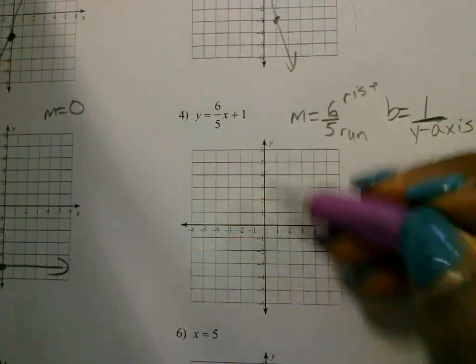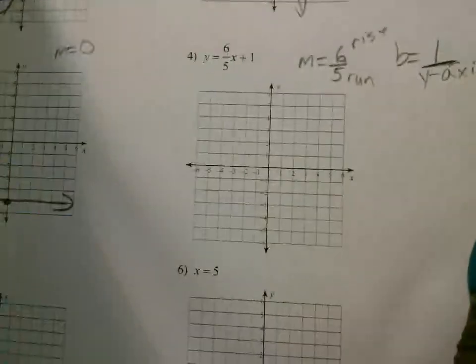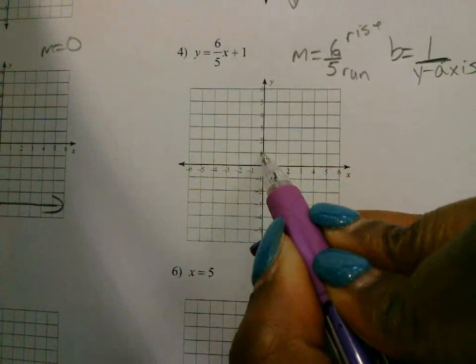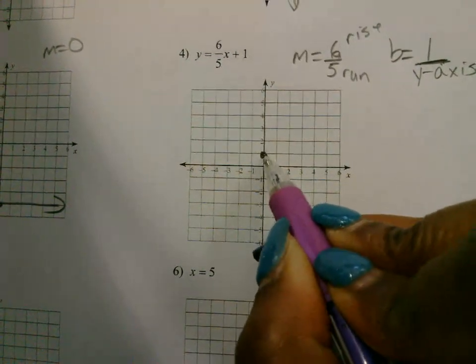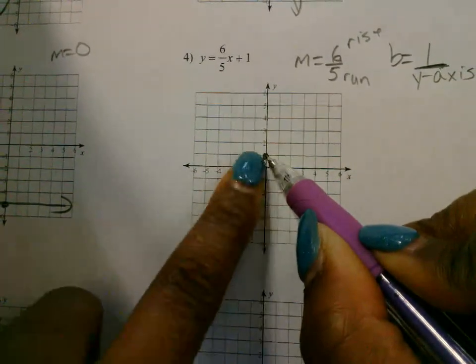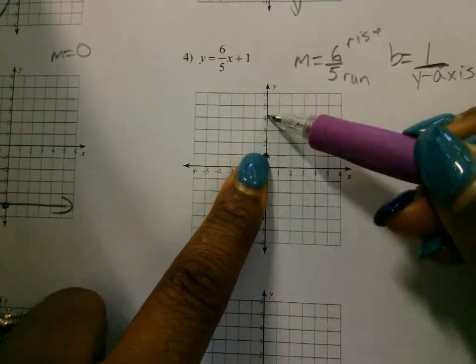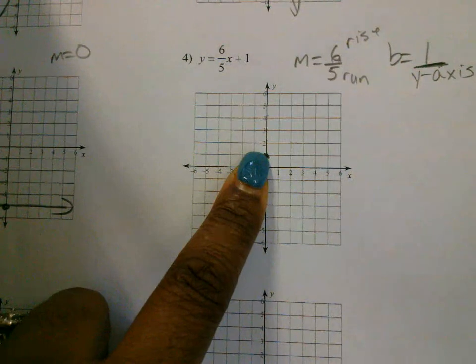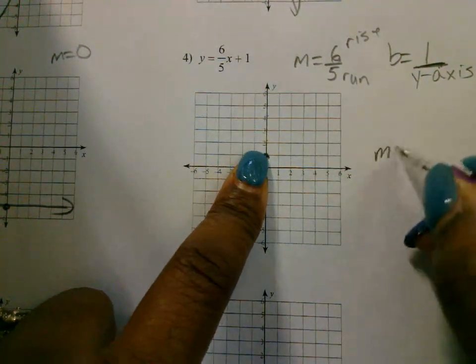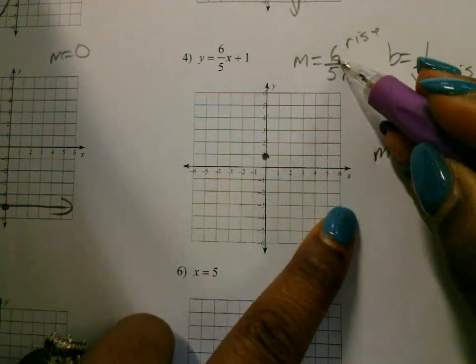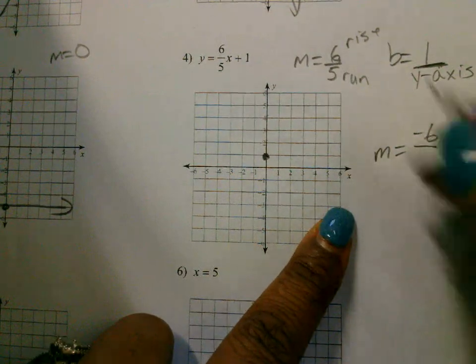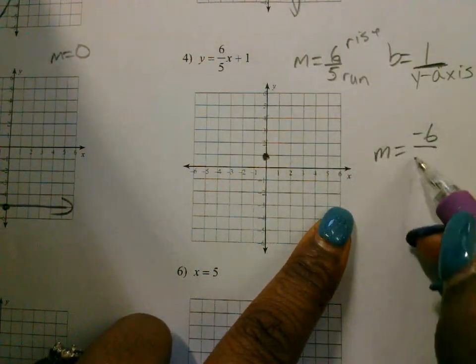Find 1 on the y-axis. Slide this up just a little bit. Very good, baby. Now from here, where am I going? Up 6. 1, 2, 3, 4, 5. We ran out of space. So let's do this backwards. What's the opposite of a positive 6? What's the opposite of a positive 5?